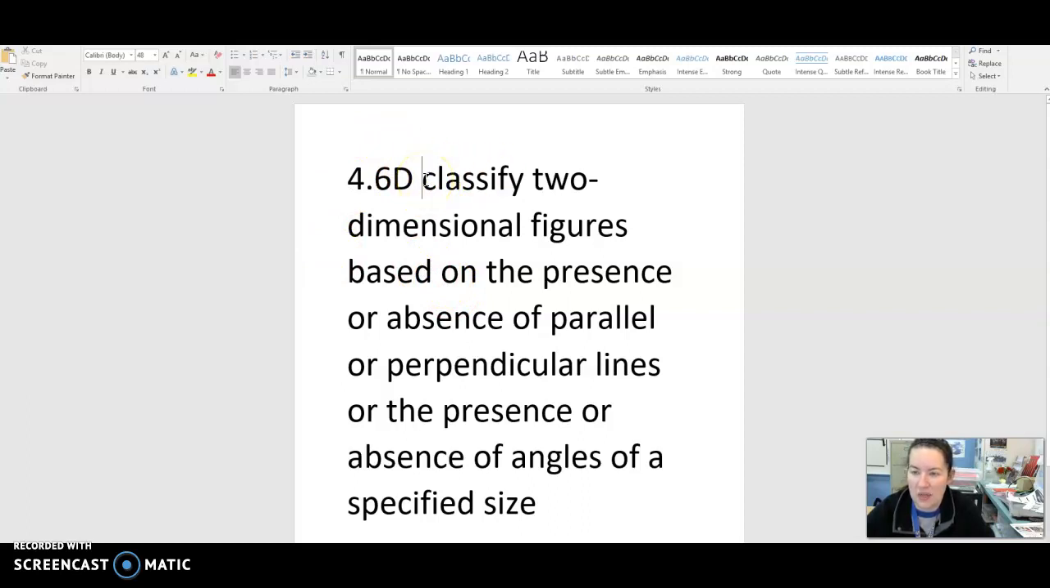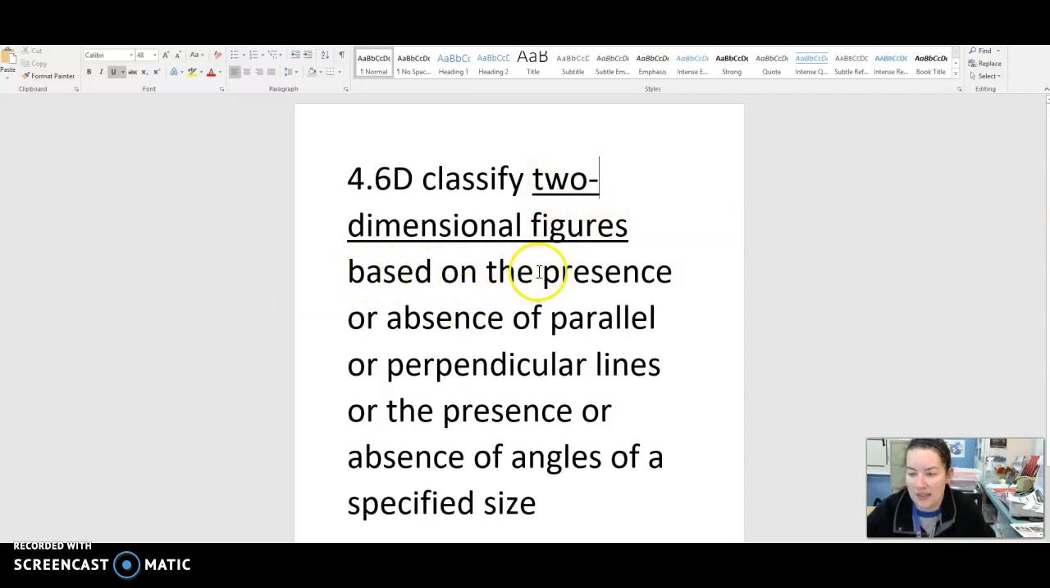Classify means to be able to sort into different groups. Two-dimensional figures. Okay, well, what are two-dimensional figures? That could be triangles, squares, rectangles, pentagons, hexagons, octagons, anything that you can draw with straight lines, right? Those are called polygons. Any two-dimensional figure is what we're going to be studying today.